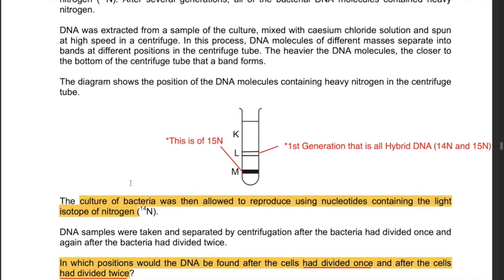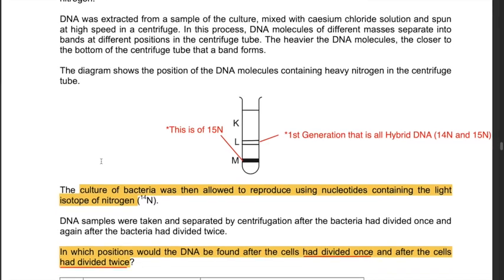The culture of bacteria was then allowed to reproduce using nucleotides containing the light isotope of nitrogen, 14N. DNA samples were taken and separated by centrifugation after the bacteria had divided once and again after the bacteria had divided twice. In which positions would the DNA be found after the cells had divided once and after the cells had divided twice?